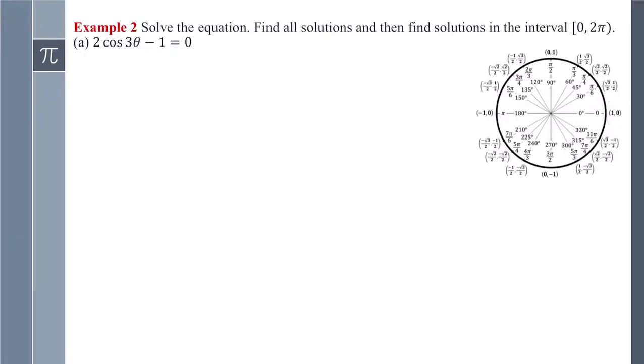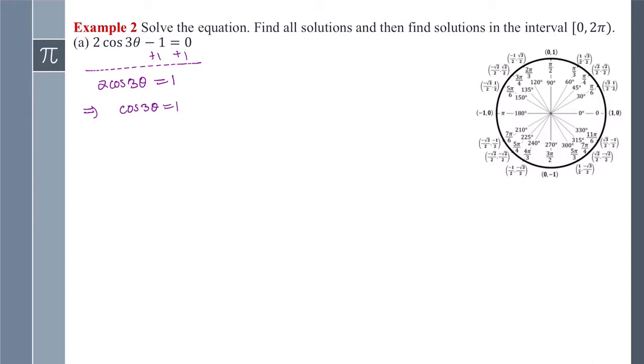So let's look at another example. These are the examples where we have multiple angles. So we have cosine 3 theta, and we really don't use identities here. We solve this a little bit differently, okay? Let's go ahead and solve this as we did the other one. We add 1 on both sides, so we get 2 cosine 3 theta equals 1. If we divide by 2, we get cosine 3 theta equals 1/2.